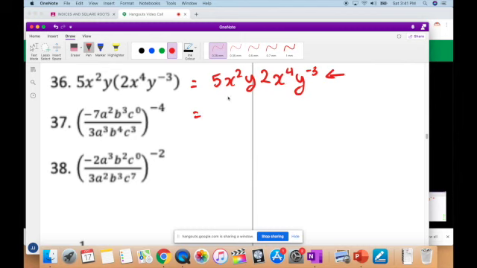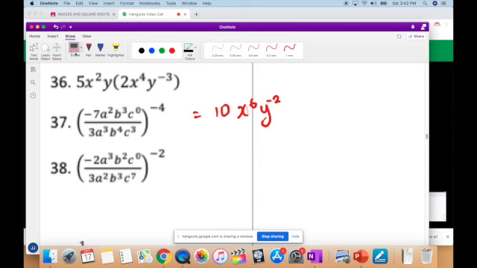Right? So now I can say, all right, the 5 times the 2 is the 10. The x squared times x to the 4 is x to the 6. And then the y times, so this is 1 plus minus 3, which is y to the negative 2, is it? 1 minus 3 is negative 2. So you got that one? Yeah. Lovely.